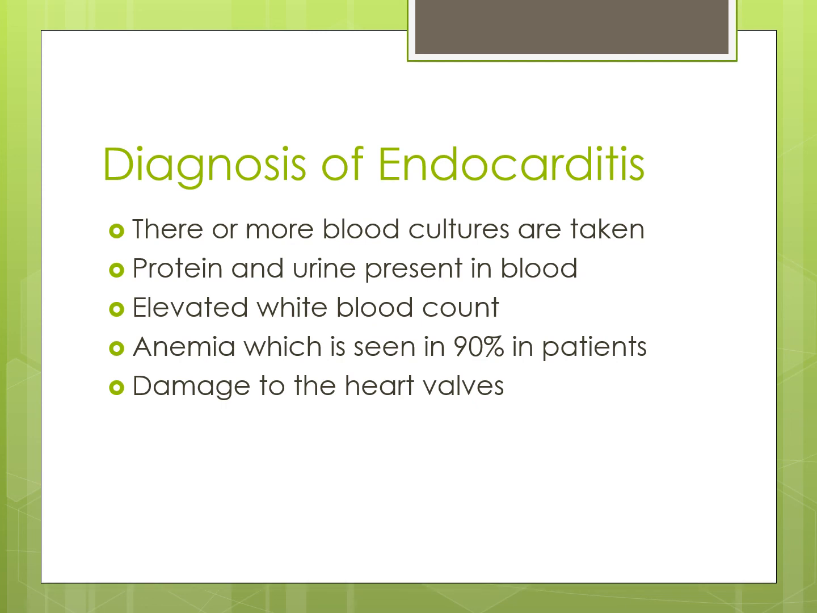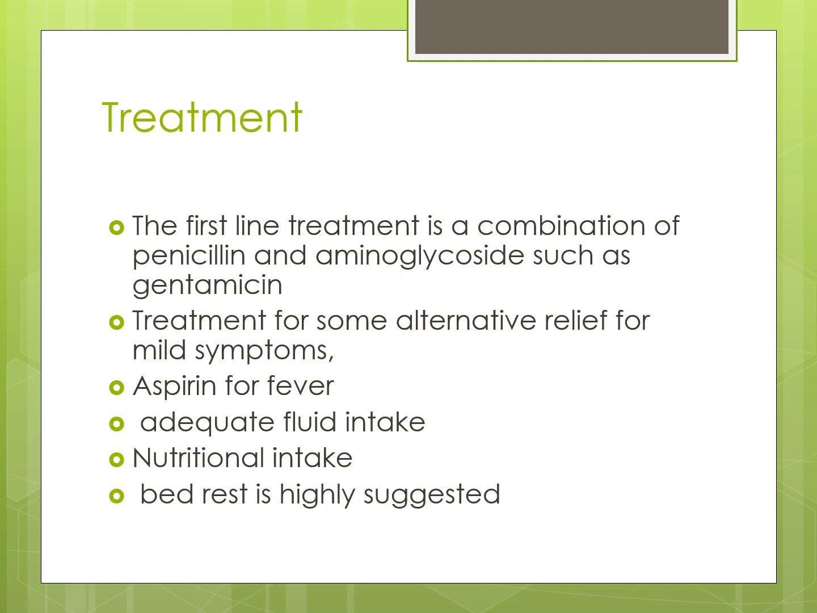And the treatment. Most of the treatment for endocarditis, the first line treatment, is a combination of penicillin and an aminoglycoside. The aminoglycoside that we mostly use in the hospital is gentamicin. These treatments usually take 4 to 6 weeks with a central IV insertion. The main goal of the treatment is to get rid of the infective organism.